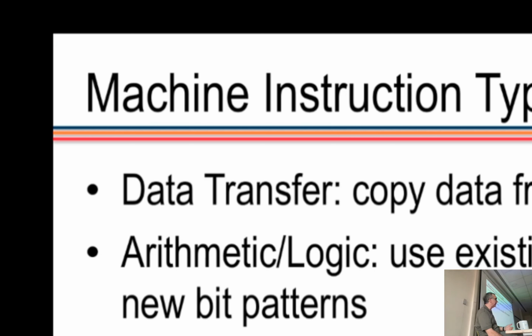So this classification is for the CPU: data transfer between memory and registers; arithmetic logic, like add two registers and put the result in the third register, so it is an arithmetic operation or logic operation; then the control instruction, like if this then go there, or stop, or wait.